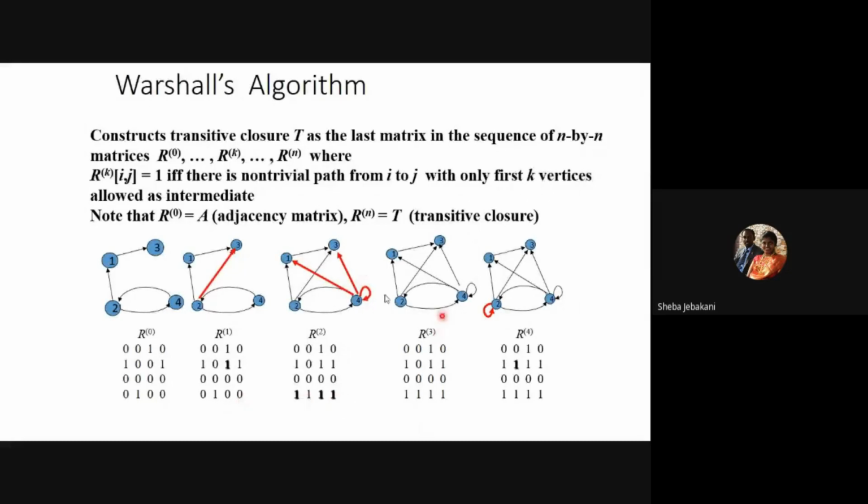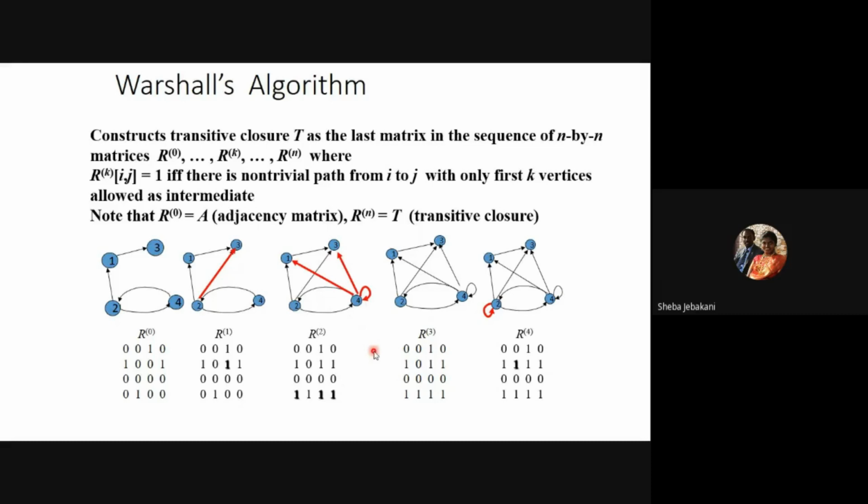This is just a diagrammatic figure that I've given. How do we go from 4 to 1? We can go from 4 to 2 and 2 to 1, so 4 to 1 is possible. Then 4 to 3 is also possible, because you can go from 4 to 2 and 2 to 3. And 4 to 4 is also possible, because you can go from 4 to 2 and back to 4 again. So like this you can go on.